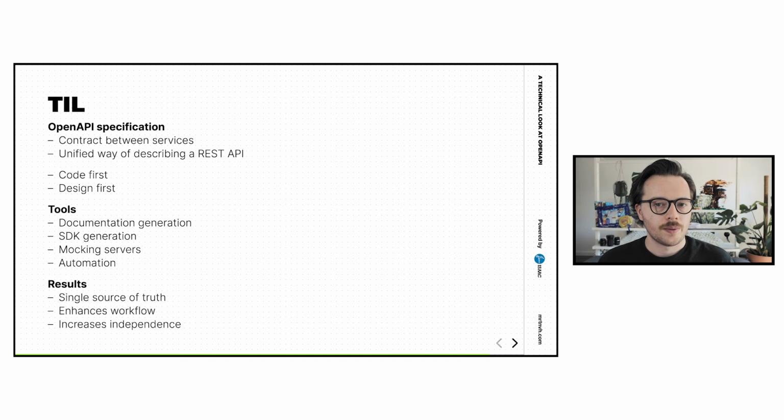The results are, because the OpenAPI document in our project is the single source of truth, every team member, every application in our project, every service in our project will be on the same frequency regarding communication. Because of the tooling available to us, we can enhance our day-to-day workflow and deliver projects better and faster. And thanks to tools like automated mocking servers, we can increase independence from one another.